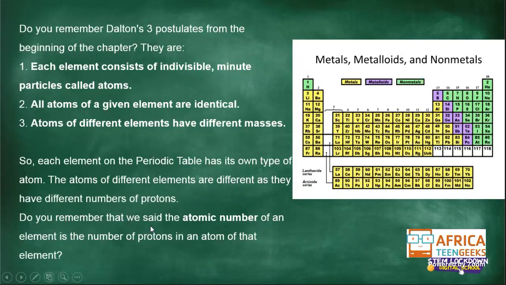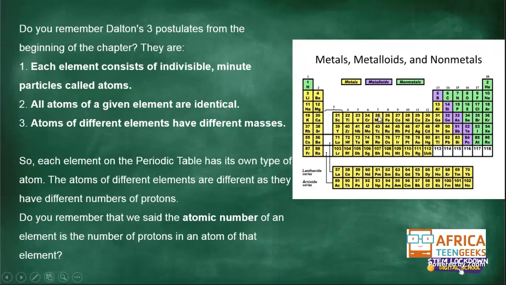Now, each element in the periodic table has its own type of atom. The atoms of different elements are different as they have a different number of protons in them. You remember that we said that the atomic number of an element tells you how many protons each element has. So we're looking at the atomic number to see how many protons it has. Let's look at this Mn here, and it's 25 above it.